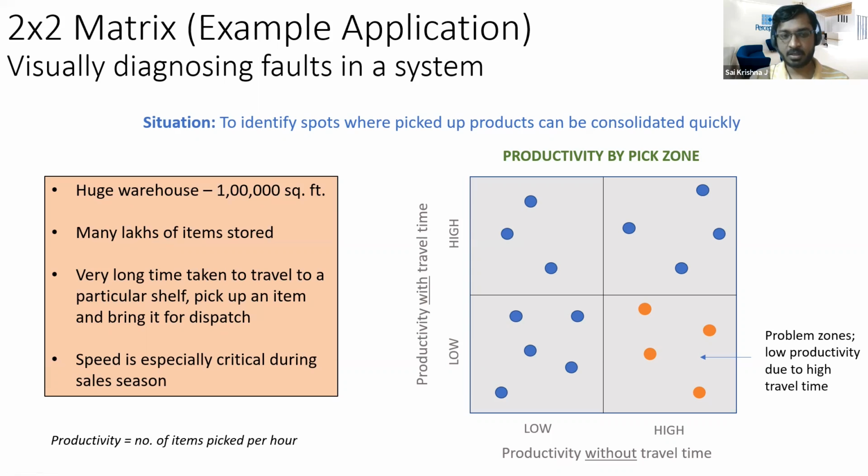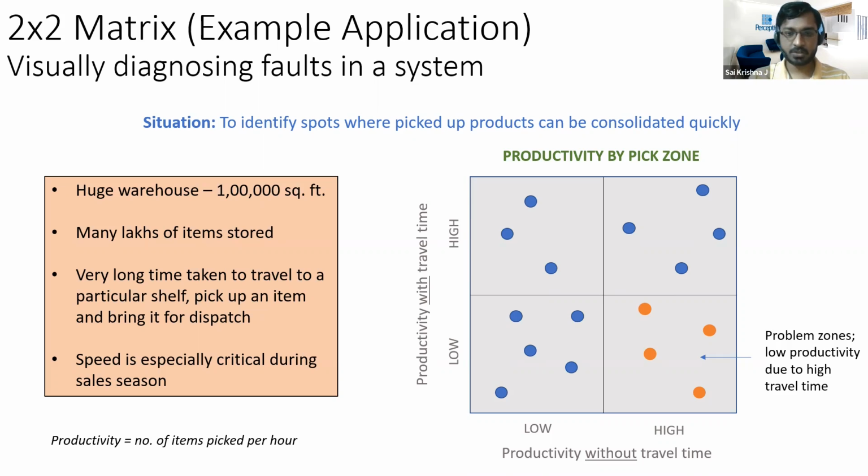The person working in the warehouse has a handheld device, and that order will be registered on that device. Once the order comes, he goes to the shelf where your item is stored, picks up the product, and drops it in a place called the drop zone. Usually a very long time is taken to travel to a particular shelf, pick up an item and bring it for dispatch. And this speed of picking up is very critical, especially during the sales season.